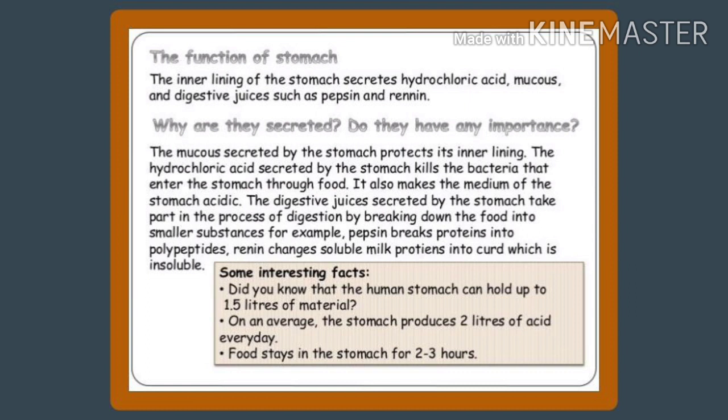So the mucus secreted by the stomach protects the muscles of the stomach itself. The inner lining of the stomach, the mucus protects it. So you have heard of the term acidity. Now what happens in acidity is when you eat too much fatty food, the stomach has to release more and more acid so as to help digest it. So because of that increase in acid in the stomach, we feel certain pain in our stomach due to acidity.